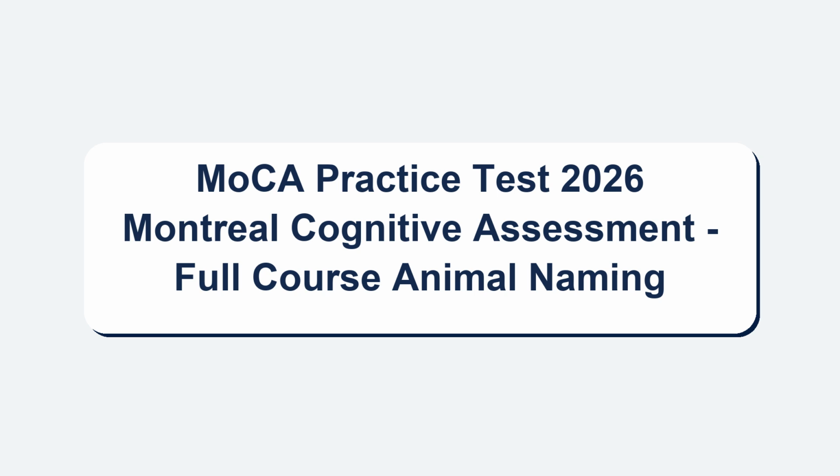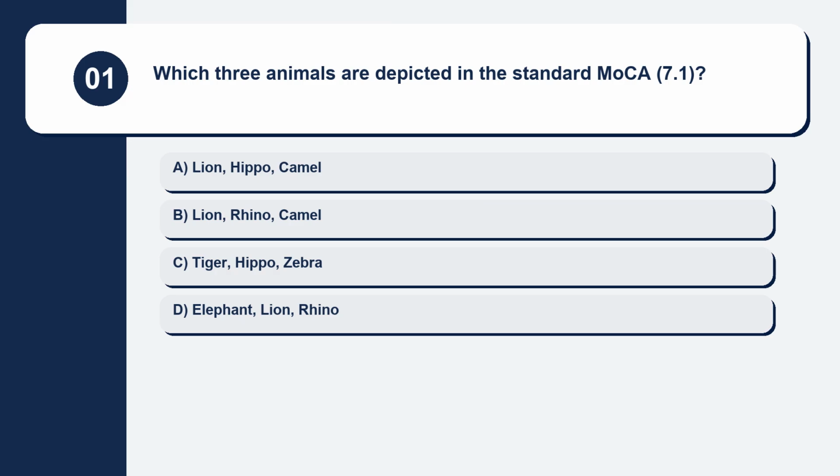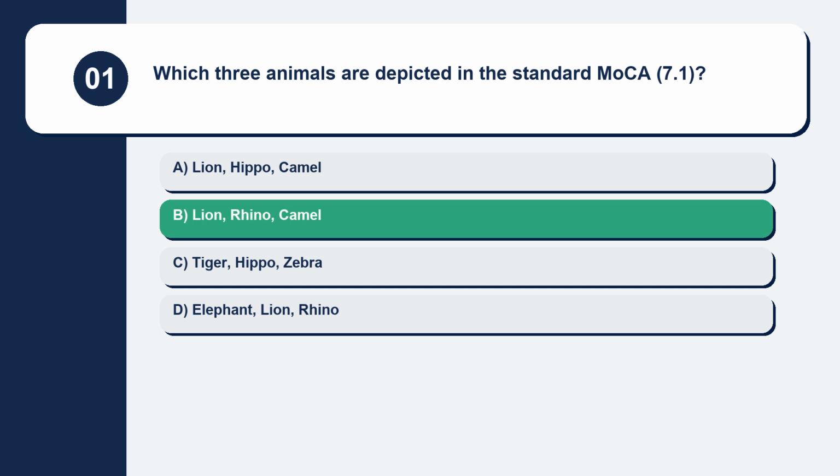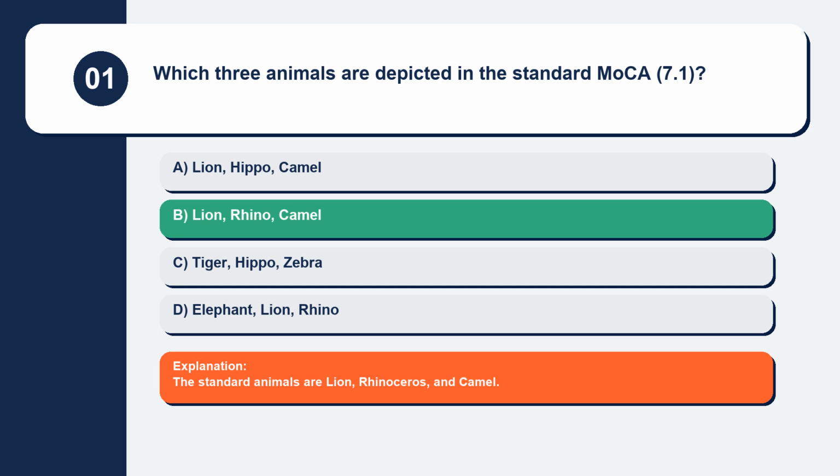MoCA Practice Test 2026, Montreal Cognitive Assessment, Full Course: Animal Naming. Question 1. Which three animals are depicted in the standard MoCA 7.1? Lion, hippo, camel. Lion, rhino, camel. Tiger, hippo, zebra. Elephant, lion, rhino. The standard animals are lion, rhinoceros, and camel.